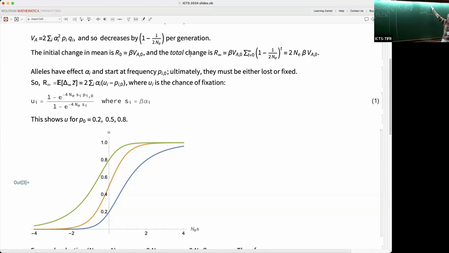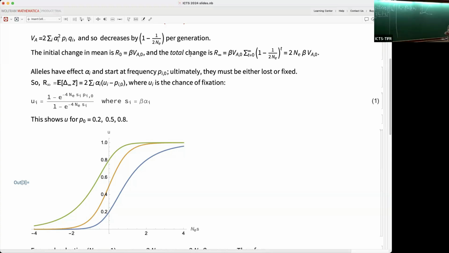It's the chance that they're there rather than having been lost. And so we can write the total change as this, where this is the probability of fixation of the allele, and this is its initial frequency. So it's very, very simple, but it was a key insight to solving the problem.